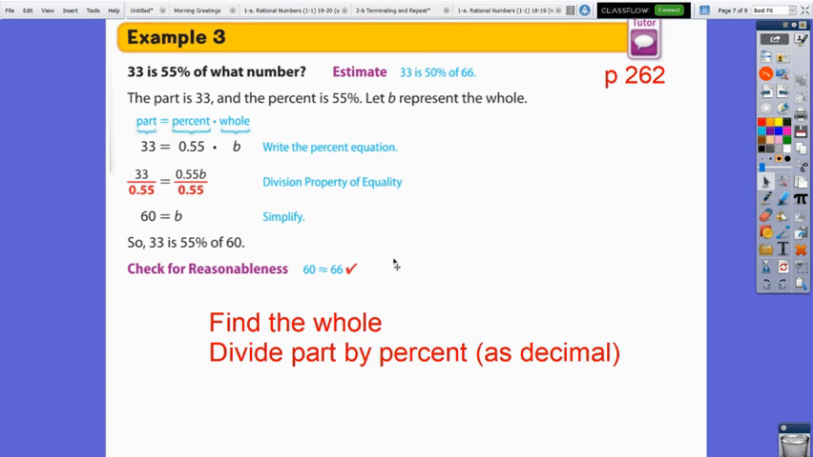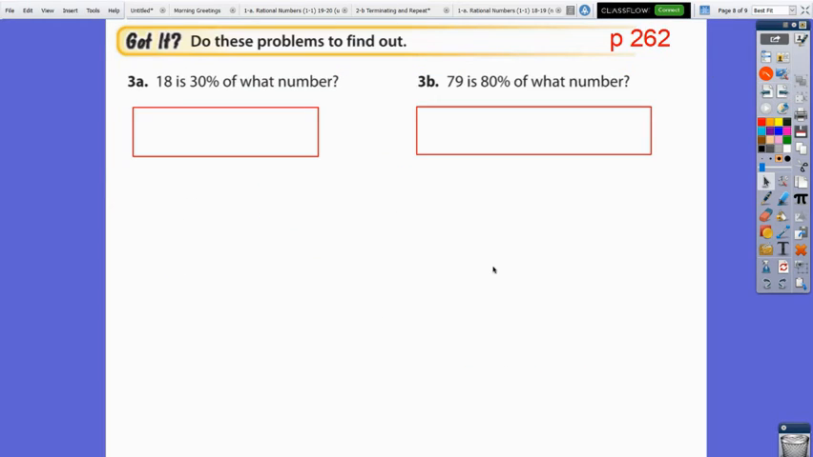Again, this one is not as obvious. It's also not as common, right? Way more common to find the percent or find percent of a number than it is to find the whole. All right, so a couple examples here, finding the whole. 18 is 30% of what?